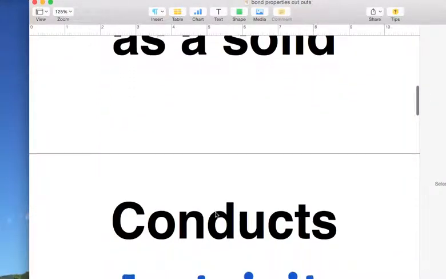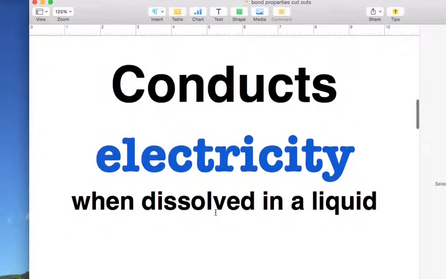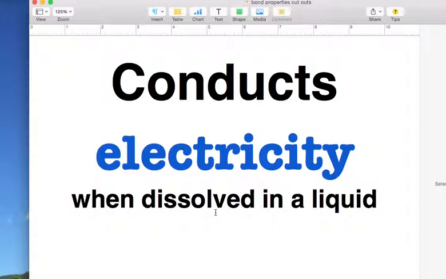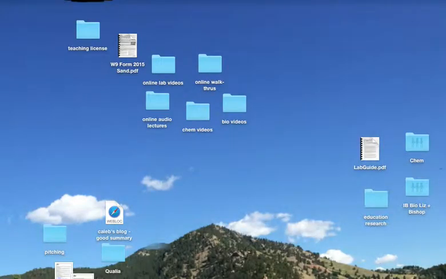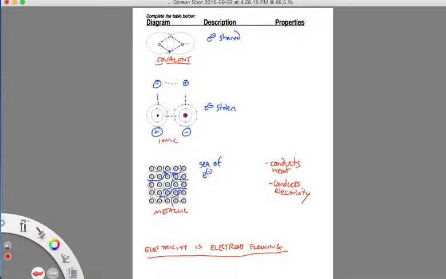I'm going to go down. And conducts electricity when dissolved in a liquid. What? That's weird. Conducts electricity when dissolved in a liquid. I'm just going to tell you what that is. That's going to be ionic bonds. Conducts electricity when dissolved.